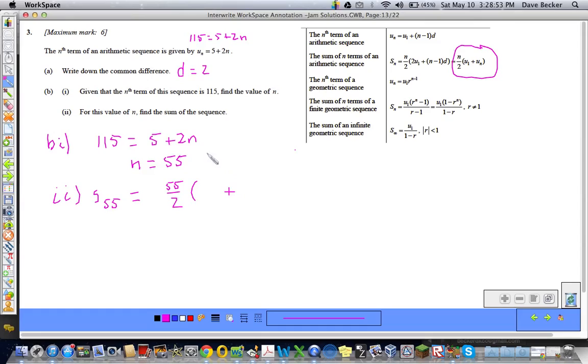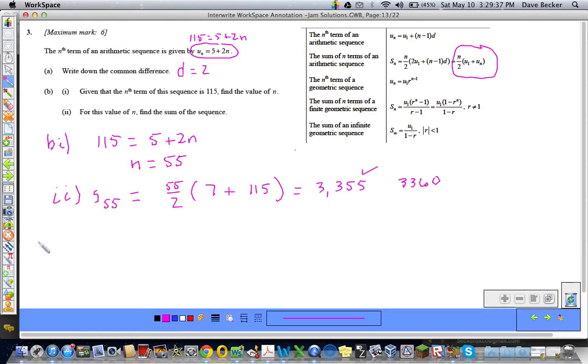Plus, we know the last term in this particular series is 115, and all I need is the first term. Well, the first term I can easily get using my formula. U sub 1 equals 5 plus 2 times 1, which is 7. So we get 55 over 2 times 7 plus 115, which is equal to 3355. Which is a good answer because it's exact, and you might think we're supposed to round to 3 sig figs. They'd still give it to you if you rounded it to 3 sig figs, which is 3360. But for sequences and series, just leave it as the actual number.